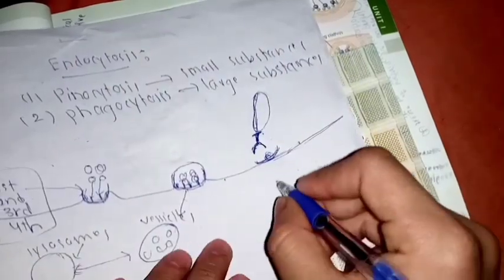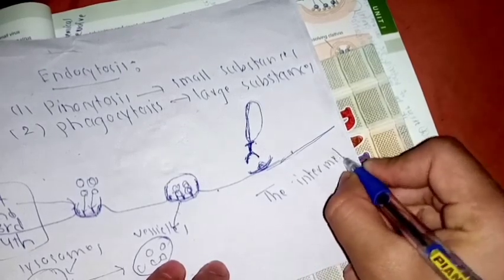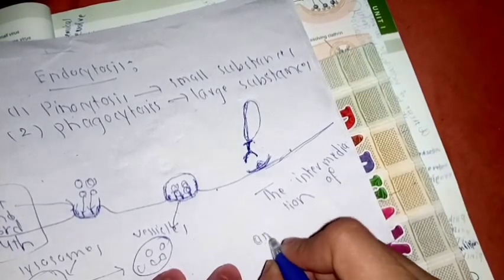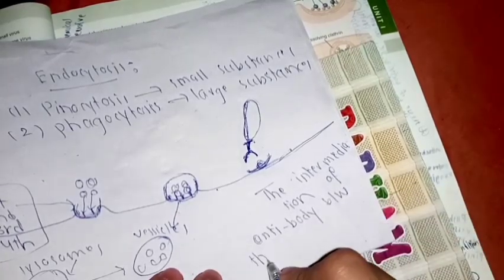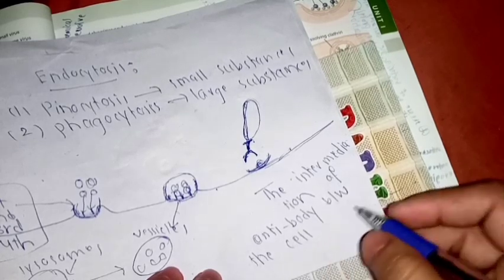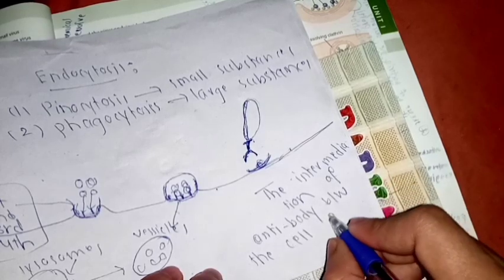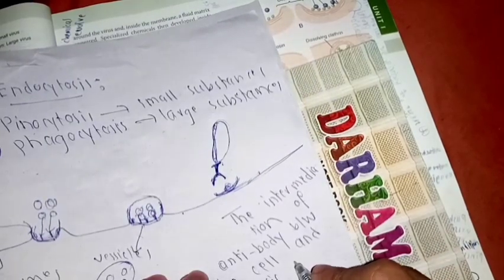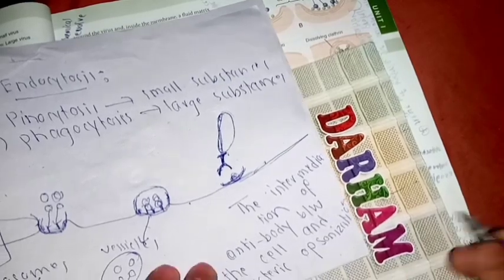I will write it. The intermediation of antibody between the cell and bacteria, in the case of a macrophage or any cell, is called opsonization. This is called opsonization. Now it's done.